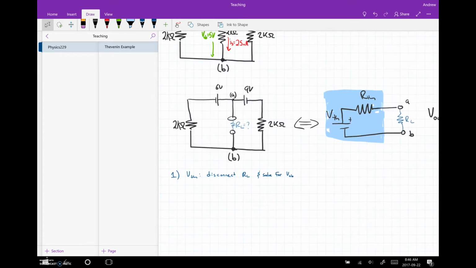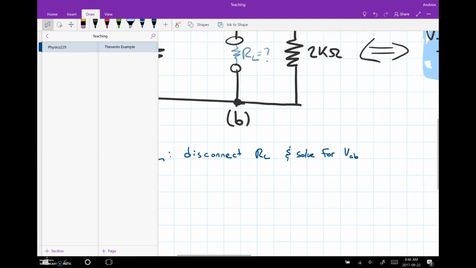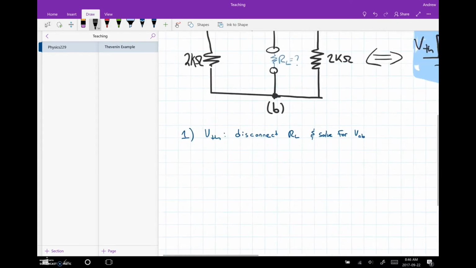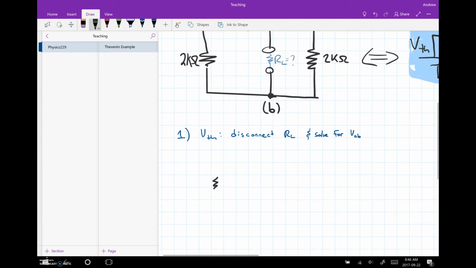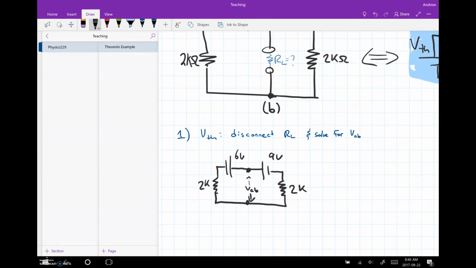So now we can see how we can do this immediately. If we just take this circuit, I'll just redraw it down here. We have the following circuit. We have a 2K resistor, 6 volts, and then a 9 volt wedged against it, and another 2K resistor. And we're looking for the voltage between these 2 points.